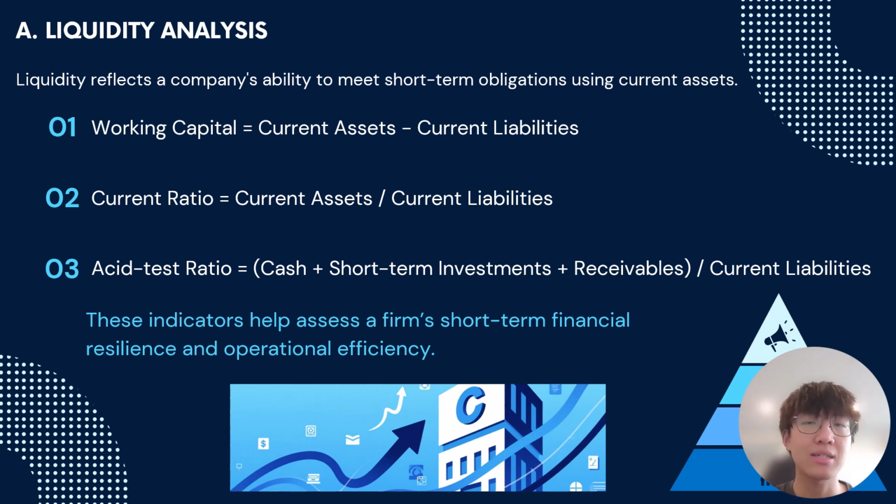Third, we have the acid test ratio, also known as the quick ratio. This is a stricter version of the current ratio. It removes inventory from the asset calculation and includes only cash, short-term investments, and receivables. This ratio shows how well a company can meet immediate obligations without relying on inventory sales. These three formulas provide a strong foundation for evaluating a company's short-term financial health and operational efficiency.